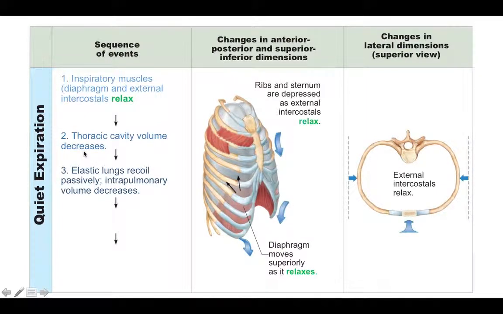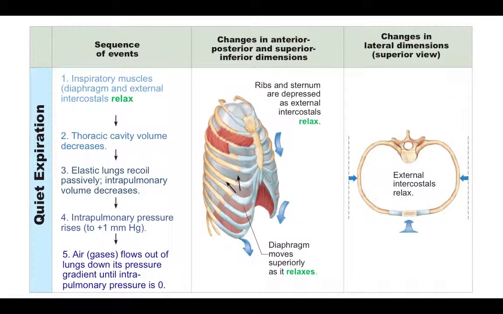That is going to cause the thoracic cavity volume to decrease. That causes the size of the lungs to decrease, because the lungs want to get smaller if they can. So the thoracic cavity volume decreases, the intrapulmonary volume decreases. When this volume decreases, that causes the pressure to increase. When the pressure inside the lungs increases above atmospheric pressure, that's going to cause the air to flow down its gradient back out into the atmosphere.